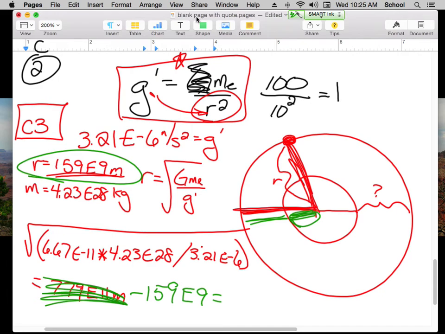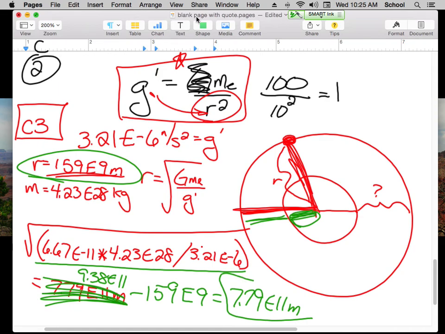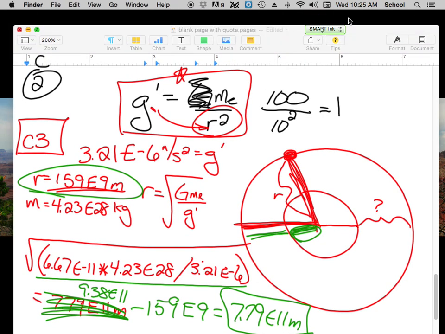Okay, so if you plug this in properly, you should have gotten 9.38 exponent 11, and then if we subtract that out, we get 7.79 exponent 11 meters. So again, we're taking the equation, rearranging it for r, but the r is the total r, and all I was asking for was how high above the planet, so we had to subtract out the planet's r. That's all it is.